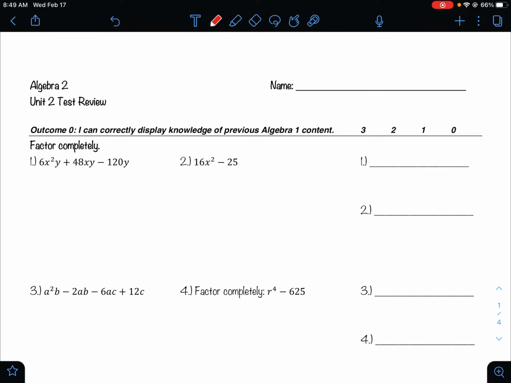Okay, so welcome to the Unit 2 test review. We're going to be going through each one of these problems step by step here, so feel free to skip through if there's certain problems you're looking for and how to do. You can just skim through the video and get to the other questions that you need help with. So we're going to start with number 1.